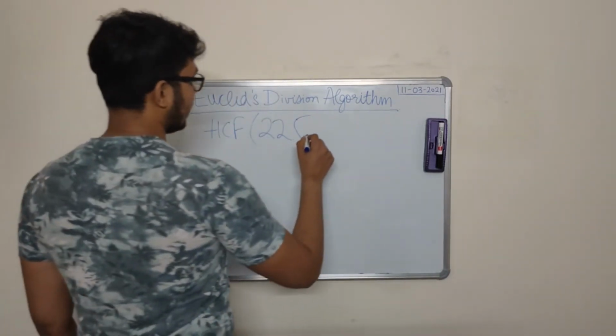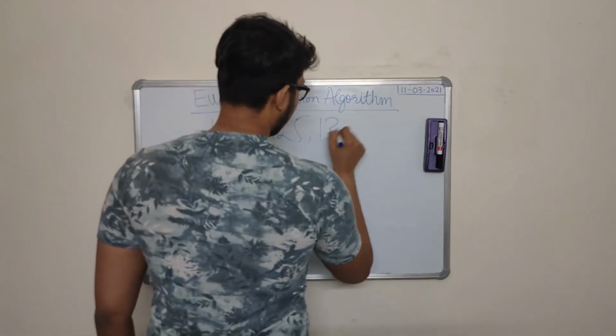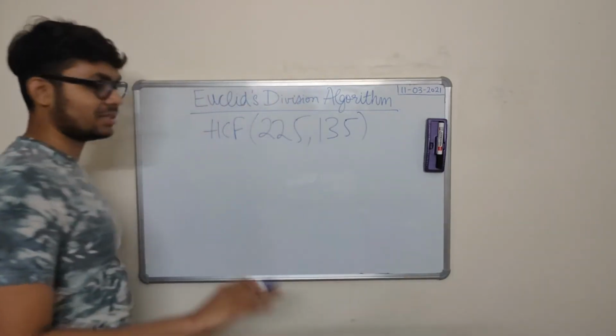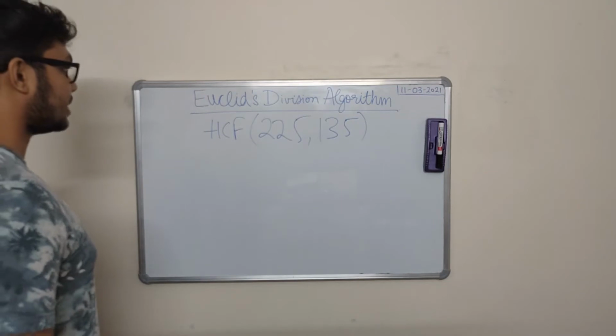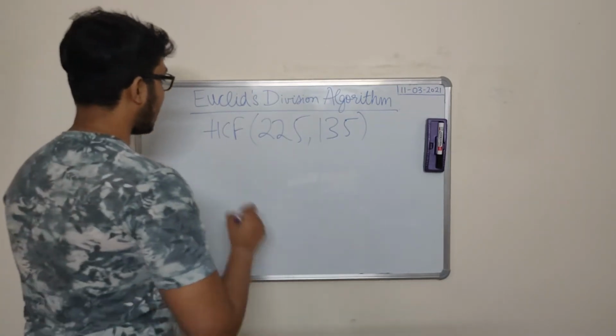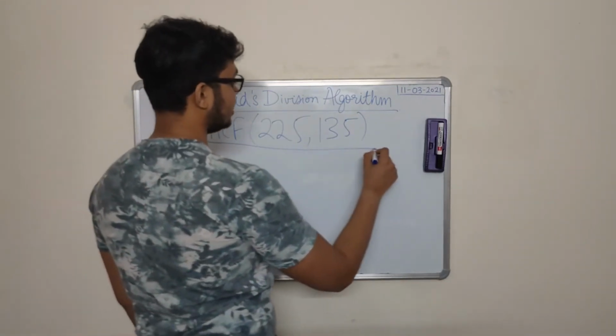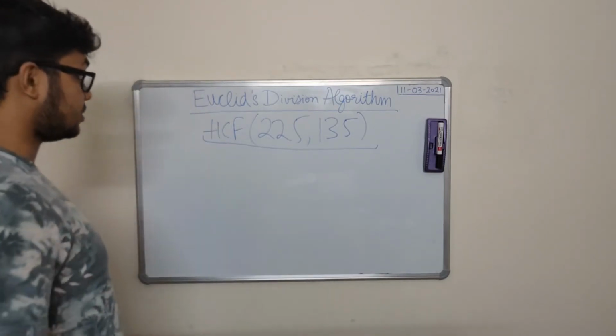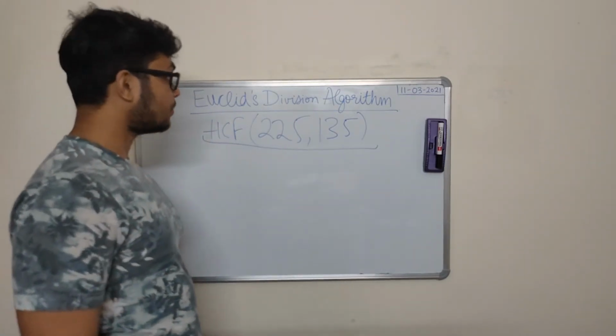225 and 135. These are just random numbers which I'm taking. So let's see how I can find the HCF of these two numbers using Euclid's algorithm.